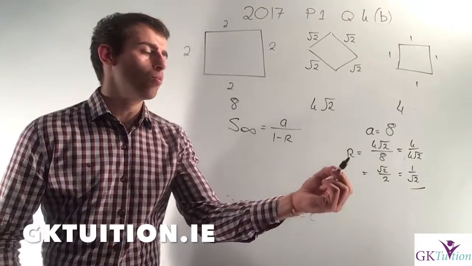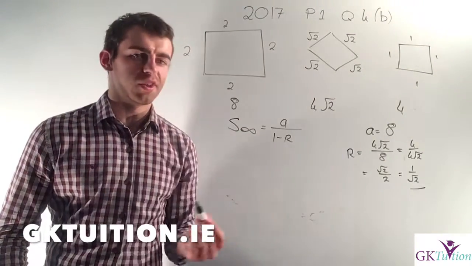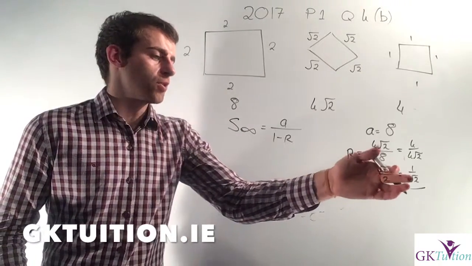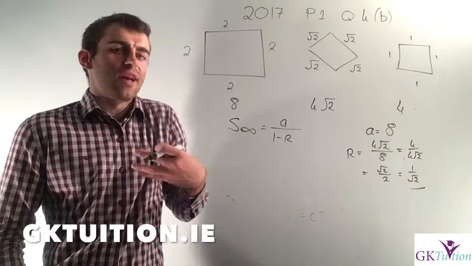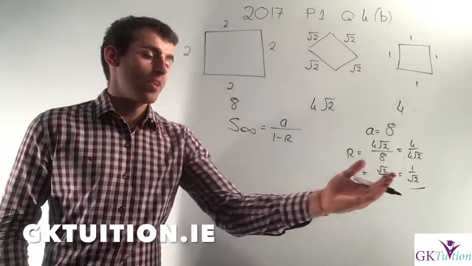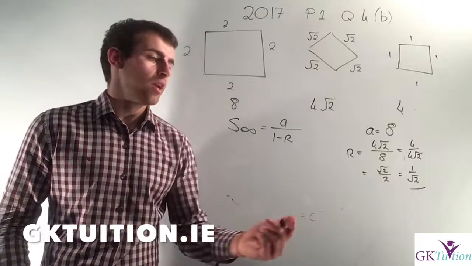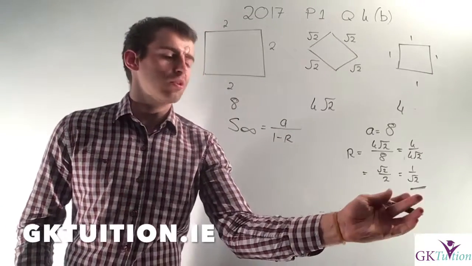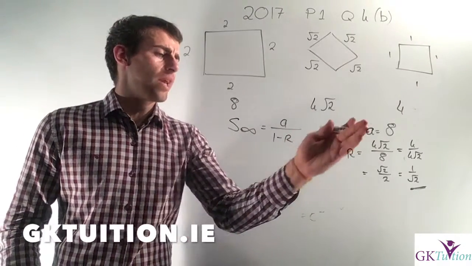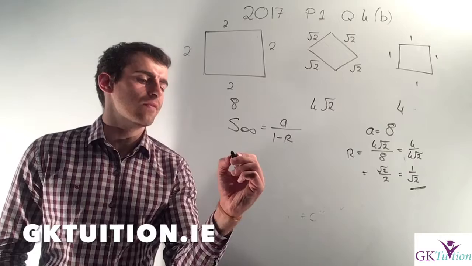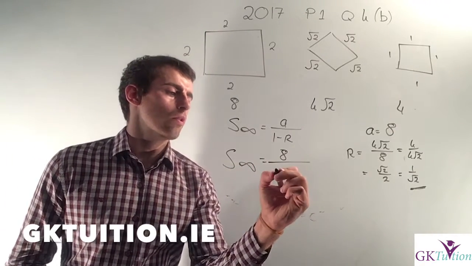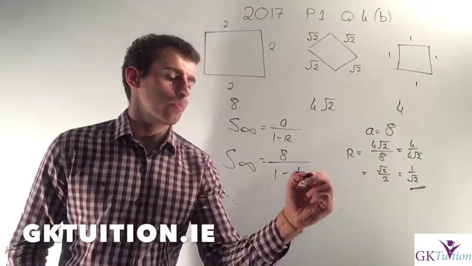Because your calculator won't give you an answer where the surd is on the bottom of the fraction. But I'd always tell my students, if the answer on the calculator is root 2 over 2, write it as 1 over root 2. If you get it in decimal form, it's the same thing. It's just this is the way that we usually use it, whereas this is the way the calculator will give it to you. So now that I know my A and I know my R, I can just sub into S infinity. So that means that S infinity is A, which is 8, over 1 minus 1 over root 2.